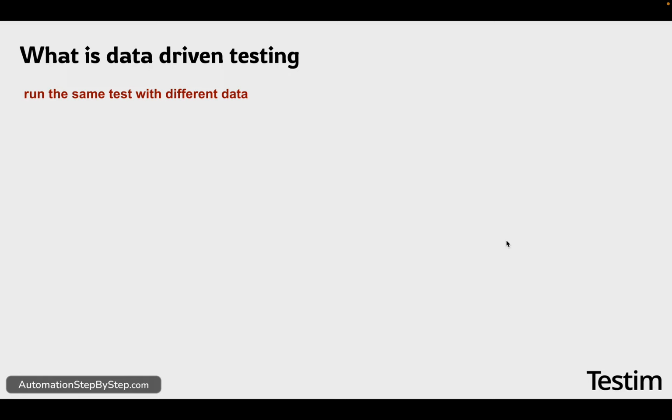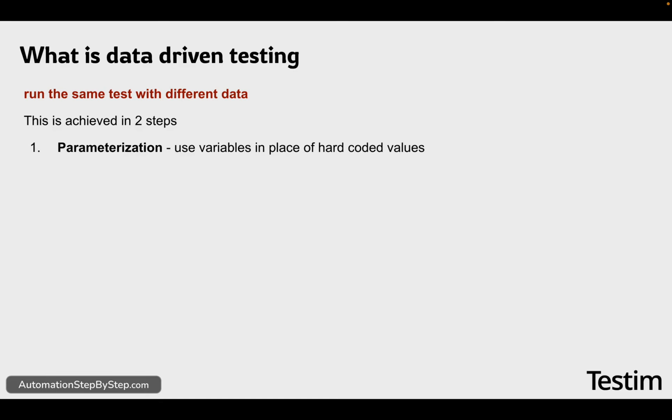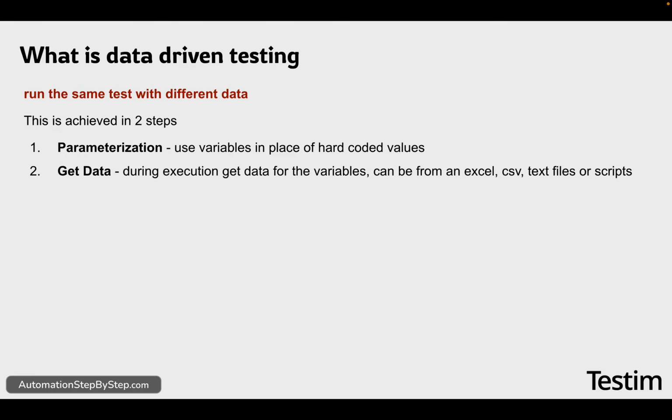So this is data-driven testing, the process of running the same test with different sets of data, and this data also is coming from some external source and is not hard coded within the test script. And this process is achieved in two steps. Step number one is parameterization. Here we take the hard coded values from our test script and replace them with some variables, and then the second step is referring the values of these variables from some external script or files and then using them during the test execution. So this is a two-step process, and this is called data-driven testing.